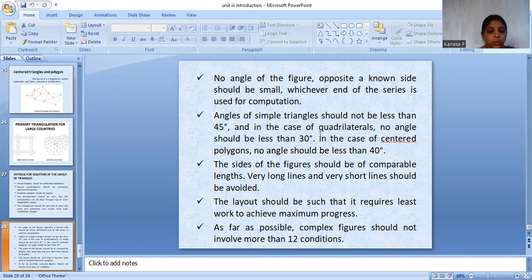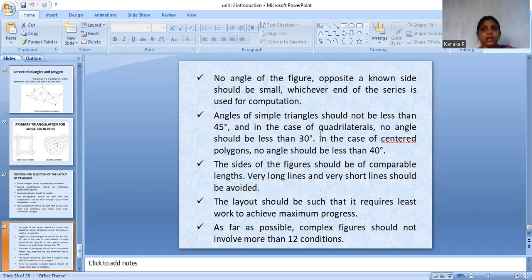The first one is ground. The ground should be as level as possible. However, general rough ground may also be adopted. The main stations of the triangulation should be visible from both ends of the baseline. It should be possible to build up a network of well-proportioned triangles from the base.